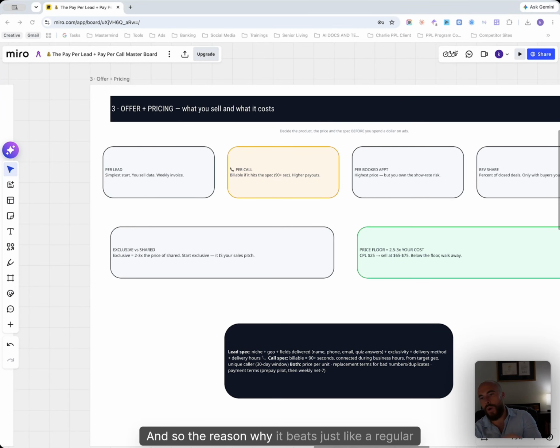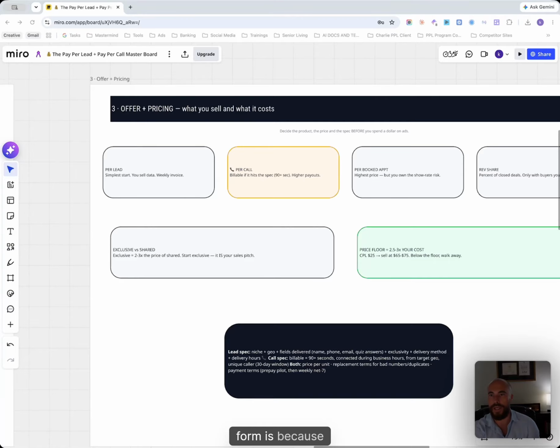The reason why it beats a regular form is because you get them interested in the service because they spent time to fill it out, right? If you just get their contact info, there's no intent. But when they're filling out a form, it creates intent. When you fill out a form, you obviously have to spend time on it, so it creates intent, okay?